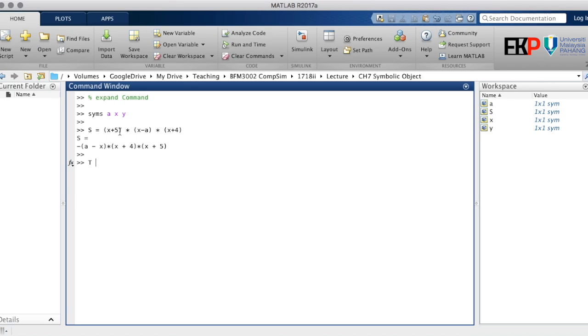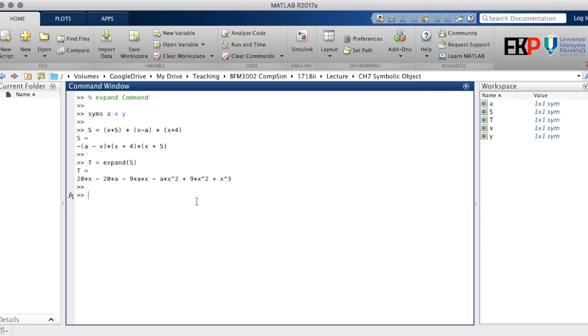So now we want to expand this. You see that these are all within brackets. So we want to expand by using the expand command. So I define a variable t here. t is equal to expand of s. For example, when I press enter, now you see MATLAB automatically expands this expression here to become 20x minus 20a minus 9a times x minus ax squared plus 9x squared plus x to the power of 3.